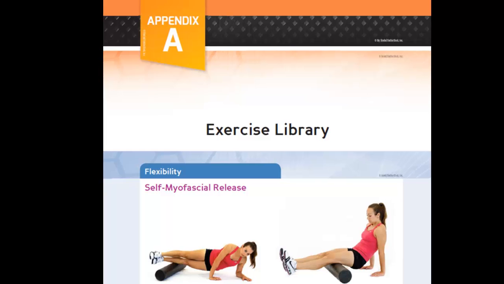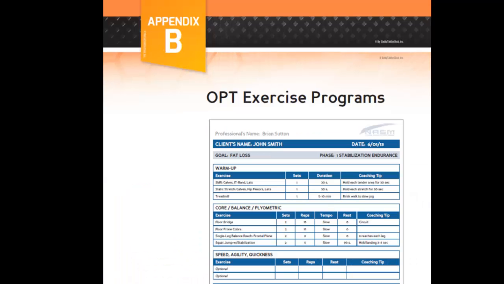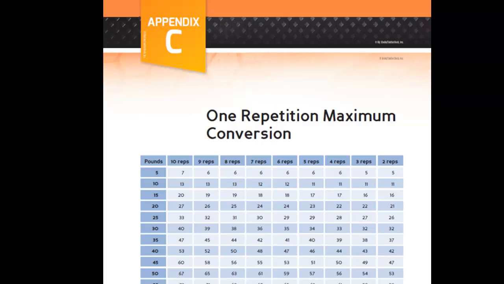Appendix A is an exercise library that will give you more exercises for each category. Appendix B gives sample program designs for the different phases in the OPT model. Appendix C is a 1 rep max conversion chart where you can find the weight a client lifted and line that up with the amount of reps they completed and find their estimated 1 rep max.